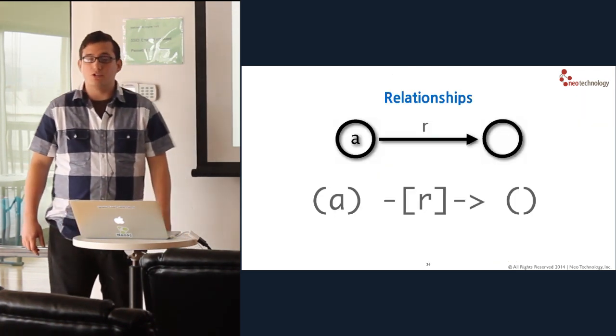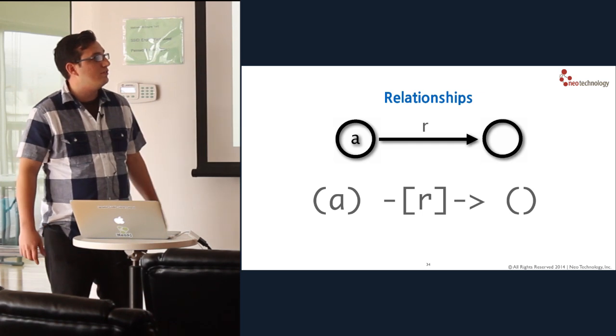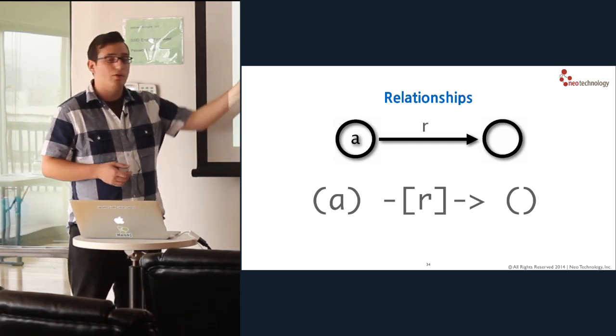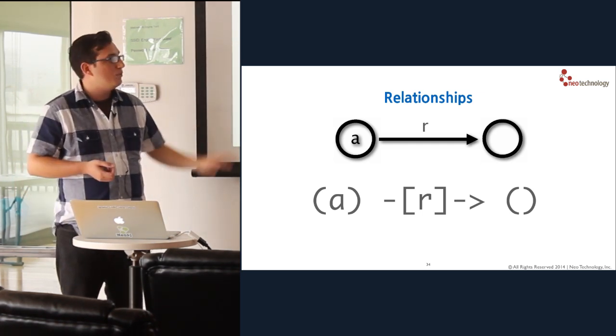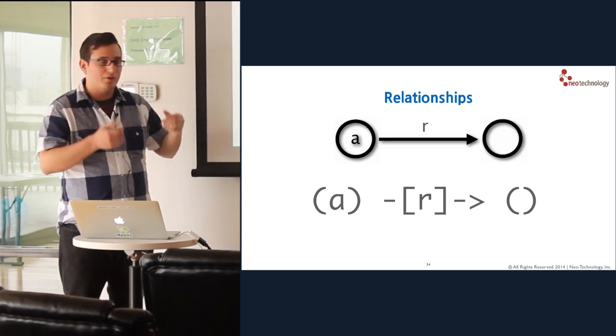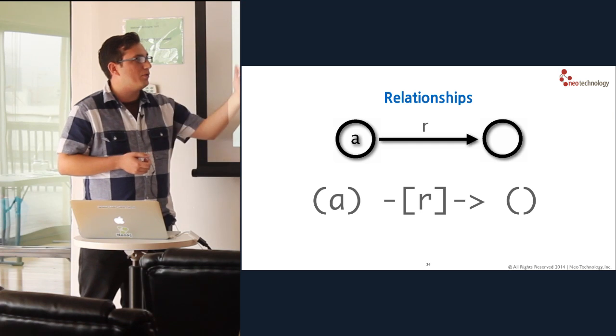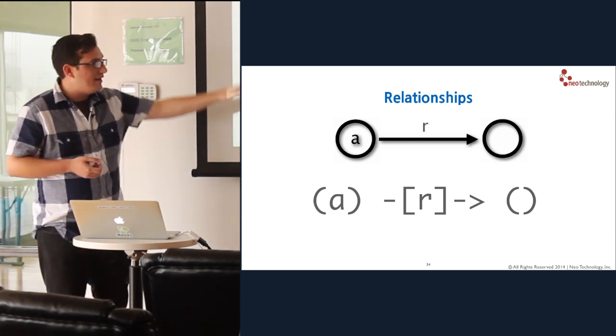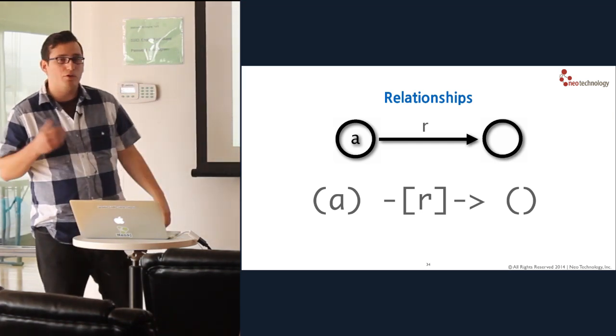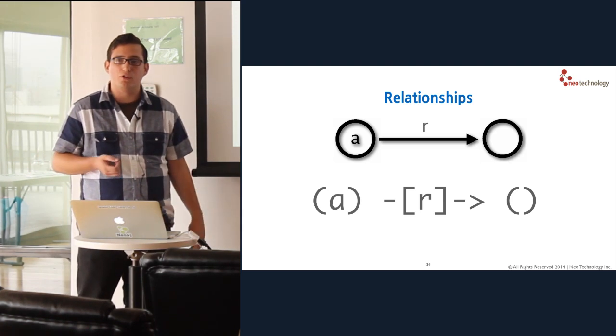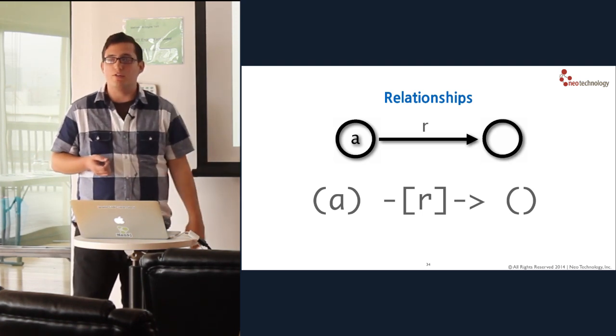So what about relationships? Relationships exist in these square brackets, while nodes are in parentheses. The parentheses describe this little circle, which is a node, and the square brackets here describe the relationship. And these identifiers, A and R, are used to actually store the results from a match and to be used later in the query.